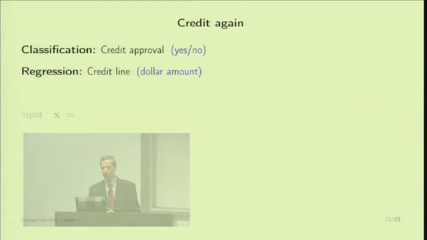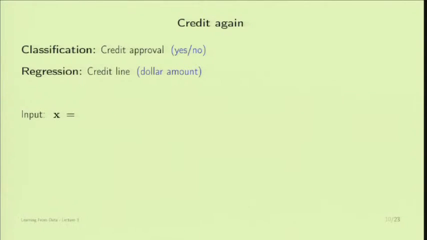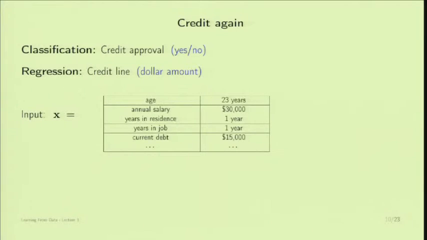Now, you take the input. This is the same input as we had before: data from the applicant that are related to the credit behavior. So the age, the salary. I suspect that the salary will figure very significantly now when you are trying to tell the credit line. Because if someone is making $30,000 a year, you probably are not going to give them a credit line of $200,000. So you can see that this will probably be affected.